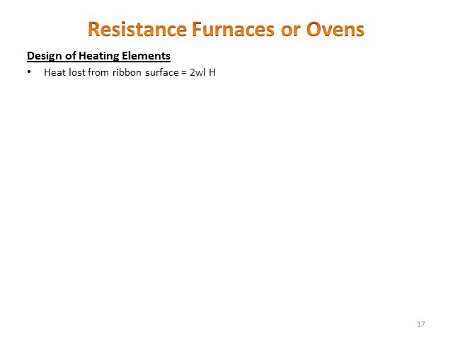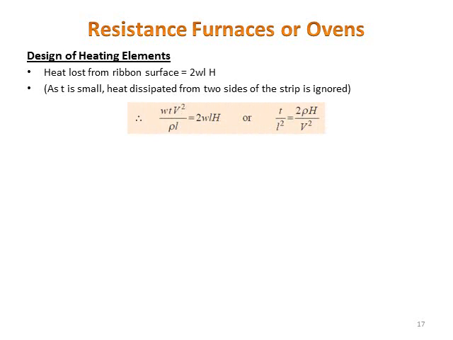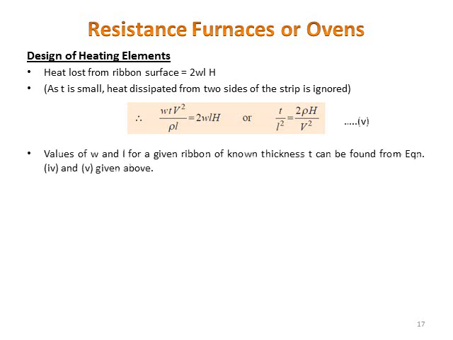The heat lost from the ribbon surface is given by 2WL into H. As T is small, the heat dissipated from the two sides of the strip is ignored. The thickness of the strip can be very small. So this will be equal to WT into V square divided by 4 rho L. So this will be 2WLH, or T by L square is equal to 2 rho H divided by V square. The values of W and L for a given ribbon of known thickness T can be found out from equations 4 and 5.